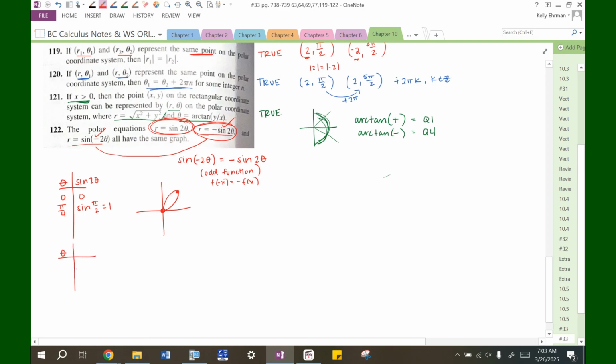Let's look at if it's negative sine 2 theta. If you put in 0, you get 0. If you put in pi over 4, you get negative sine of pi over 2. That's negative 1. It's back there. So yeah, you'll get this petal to start, but they're both going to have 4 petals. And because petals are symmetric, if this is the first one I did, there's going to be one over here and here and here. So yes, this is true as well.